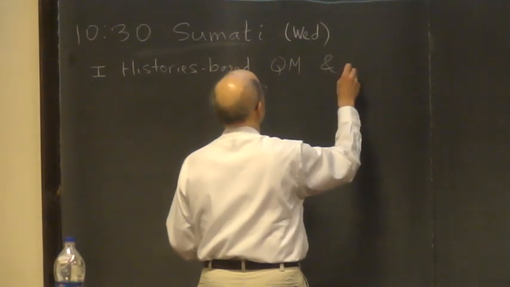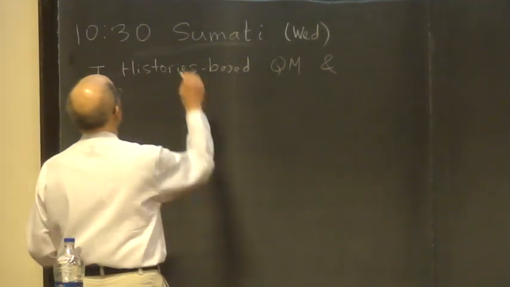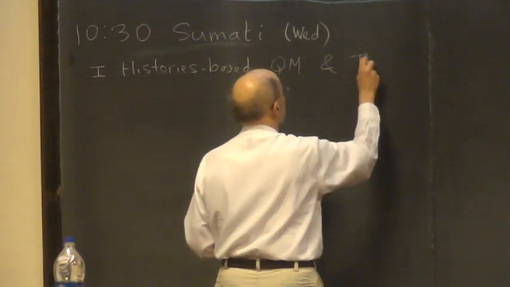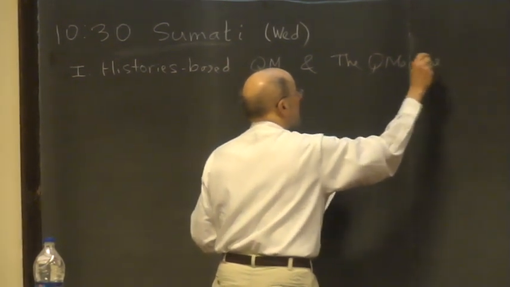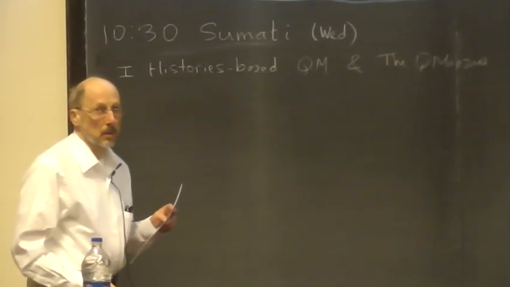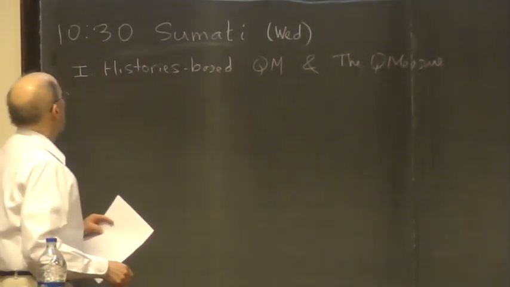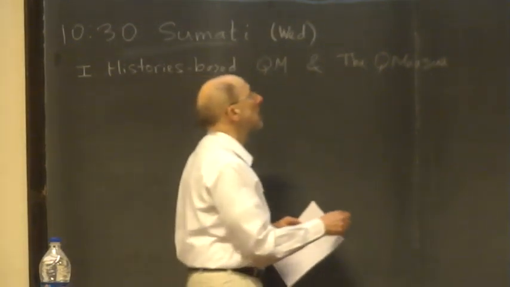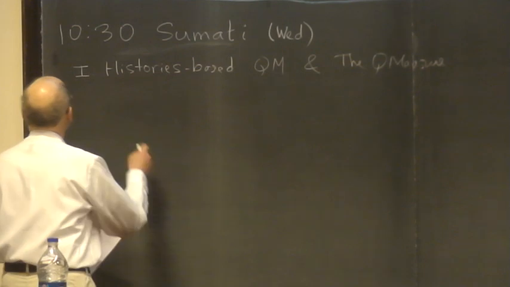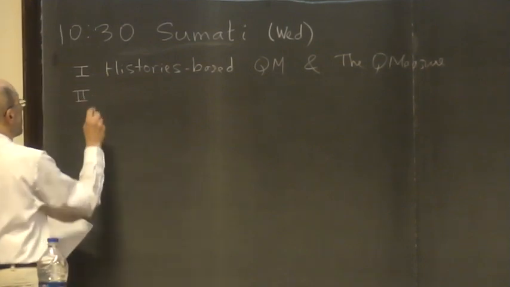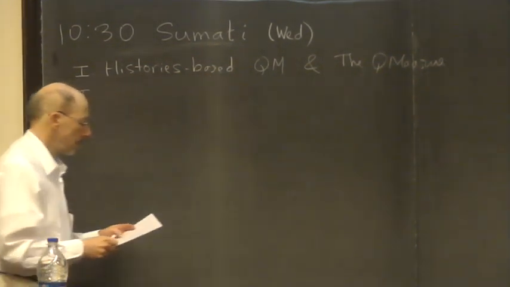And going along with that is what Sumati mentioned, the histories-based quantum mechanics and the quantum measure. And she said measure is to be understood in the sense of integral, like in path integral. Unfortunately, in mathematics measure theory exists and is a generalization of probability theory, but the word measurement is something different, although they're of course related in the context of quantum dynamics.